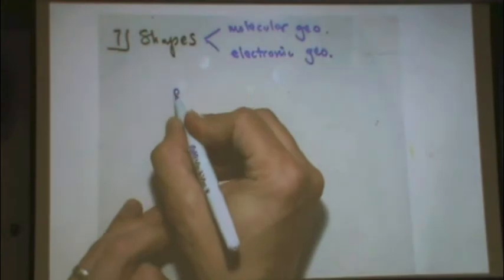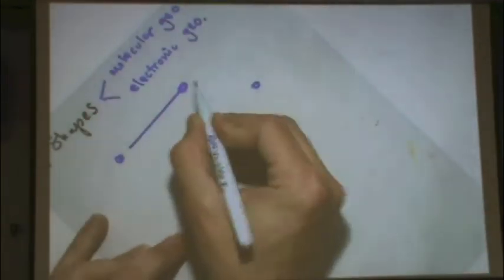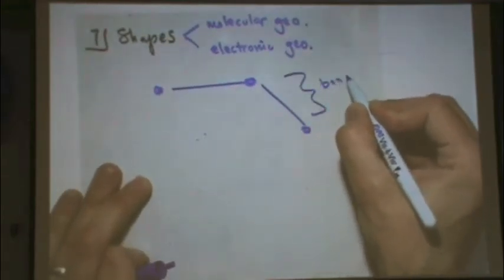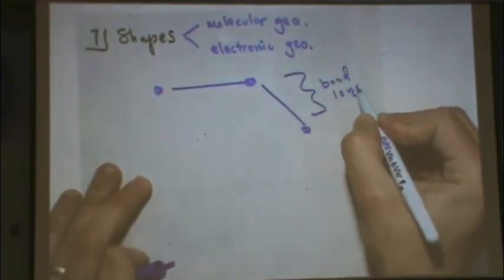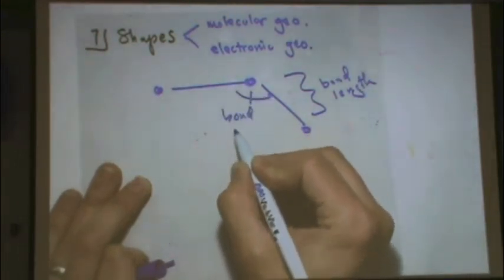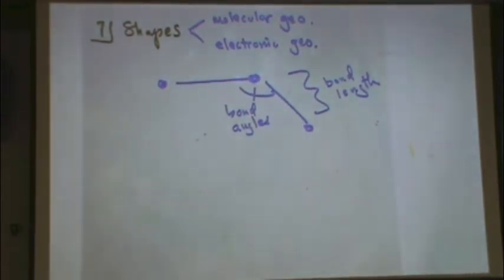Now, you'll have to know something which is probably pretty obvious, but let's say these dots were atoms. This would be the bond length, and we'll have to know something about bond angles. So you will have to remember some bond angles or be able to calculate some bond angles.